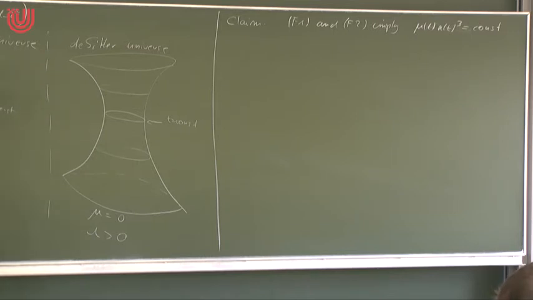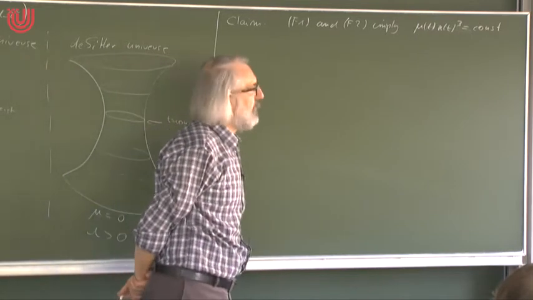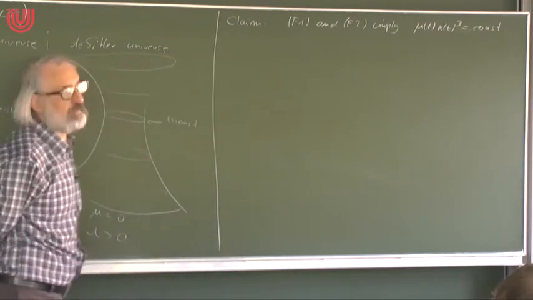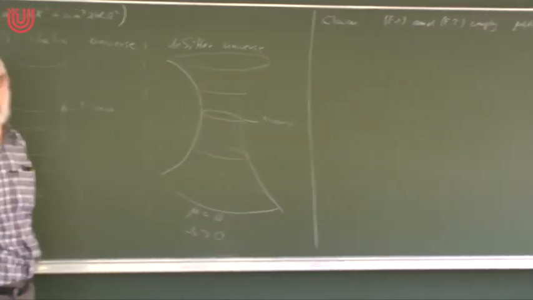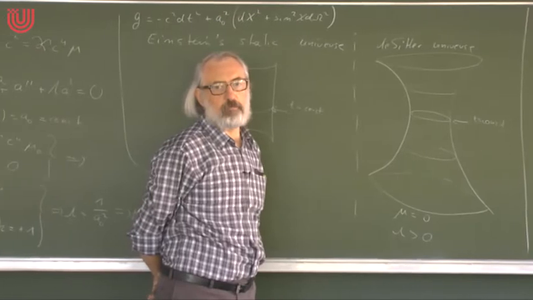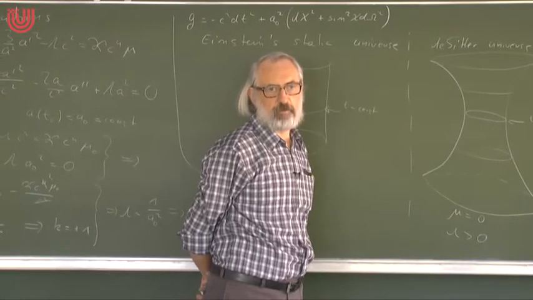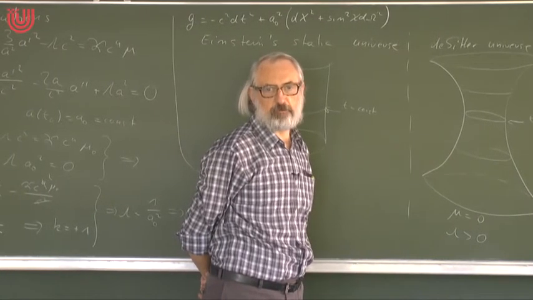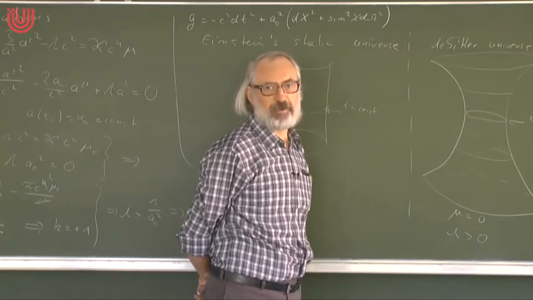We have a dust. So the only form of energy is the rest mass of the dust particles, and mu is the rest mass density. Is this density times volume? It's density times volume, yeah. So it's a conservation law for the mass. So actually this is not a surprise that this holds.